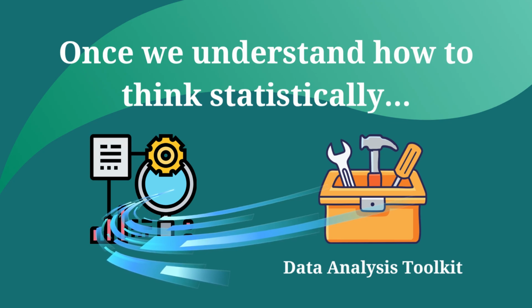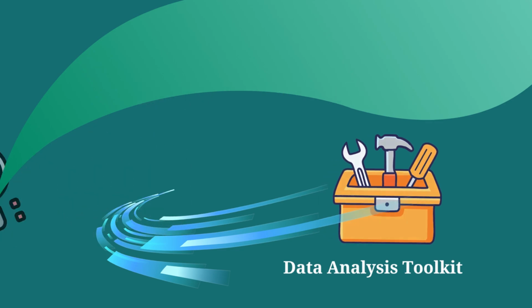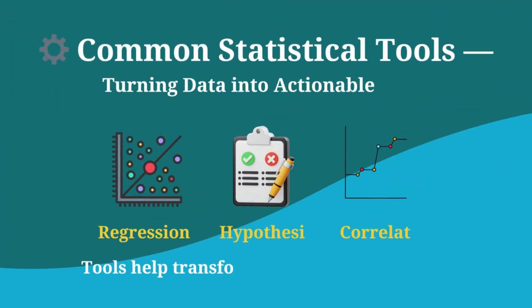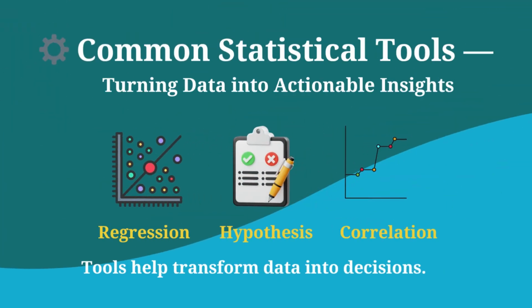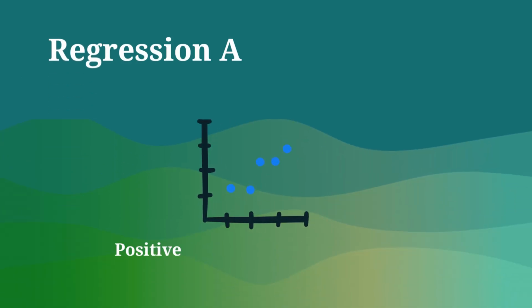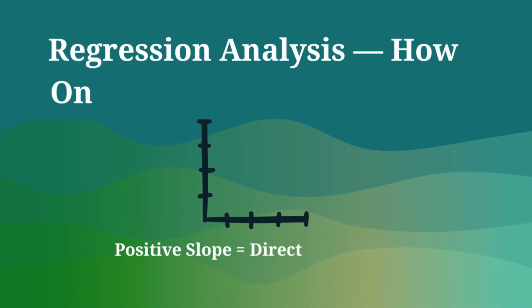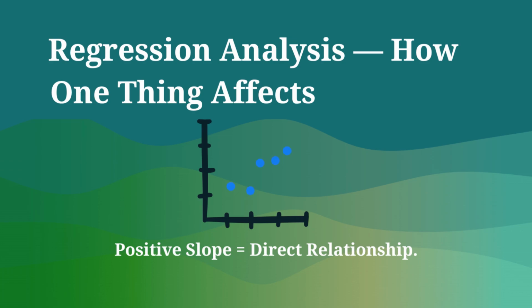To apply these concepts, analysts rely on a range of statistical tools and models. Some of the most common tools include regression analysis to identify relationships between variables. Regression analysis helps us understand and measure how one variable influences another. It is not just about observing patterns. It quantifies the strength and direction of those relationships, allowing us to predict outcomes based on existing data.